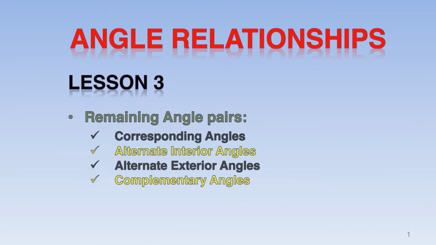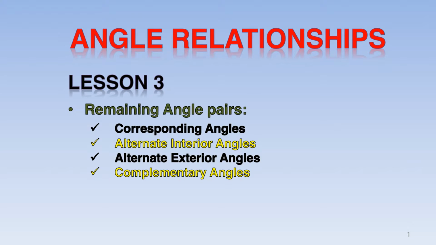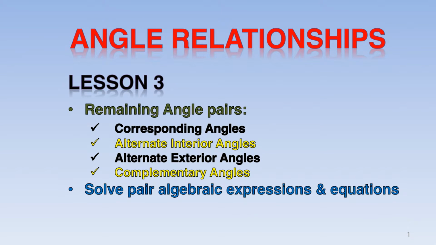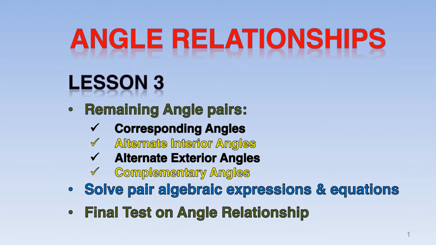Angle relationships lesson 3. We have 4 remaining angle pairs to look at: corresponding angles, alternate interior angles, alternate exterior angles, and complementary angles. Complementary angles is kind of a special angle. We're going to solve pair algebraic expressions and equations, and we're going to have a final test.